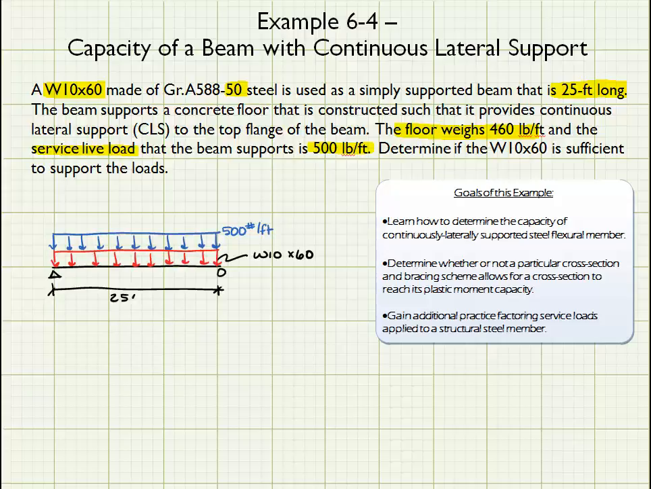I'm going to make a minor edit to the problem statement here, because the intent of this 460 pounds per foot is also to include the 60 pounds per foot of the steel beam. So I'm going to say the floor plus the self-weight of the beam weighs 460 pounds per foot. So this 460 pounds per foot is the total dead load that the beam is supporting.